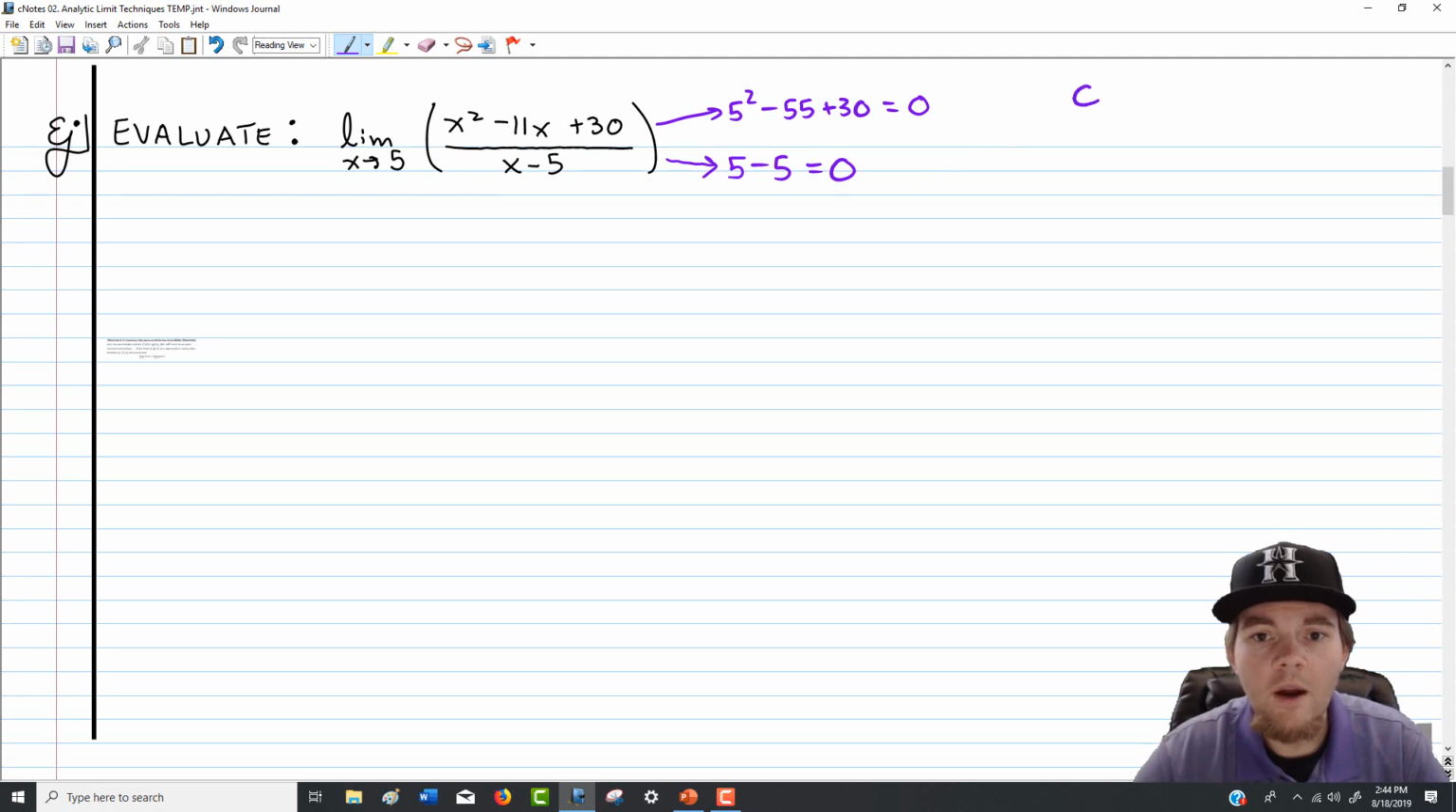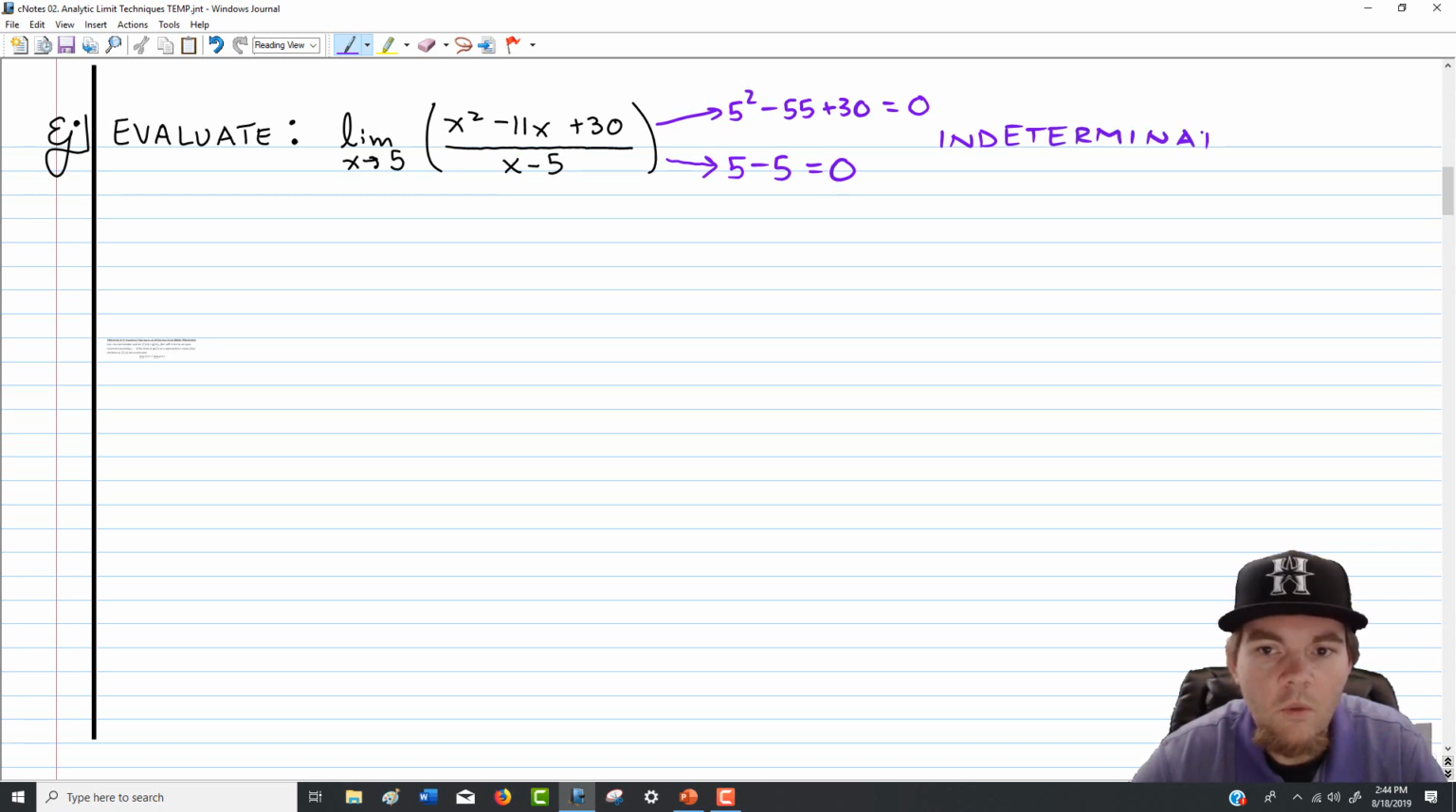So what we've just seen is that we are getting 0 over 0, but we've avoided a linkage error by not saying that this limit is equal to 0 over 0, because 0 over 0 is indeterminate. So unfortunately, since this is indeterminate, we actually can't simply use direct substitution. We need something else that will allow us to open up this entire world.